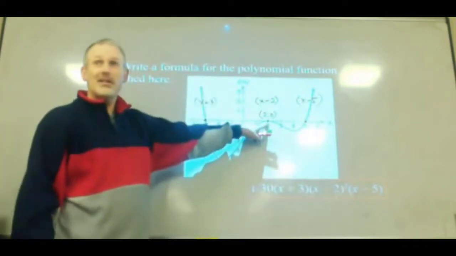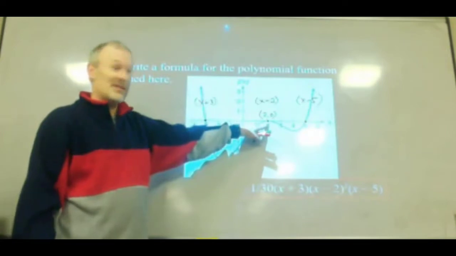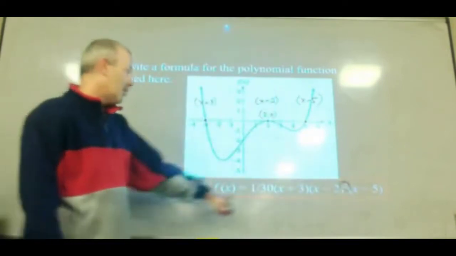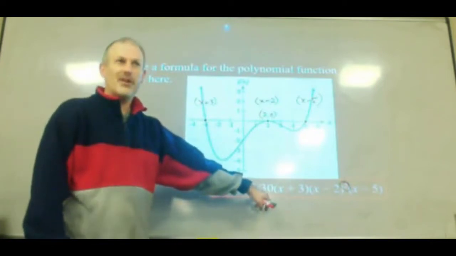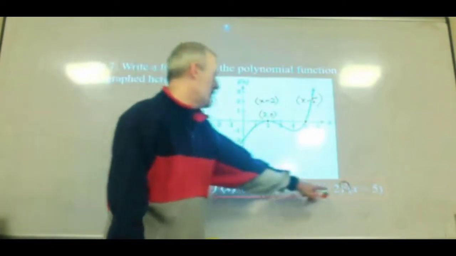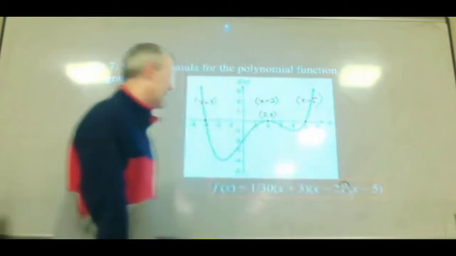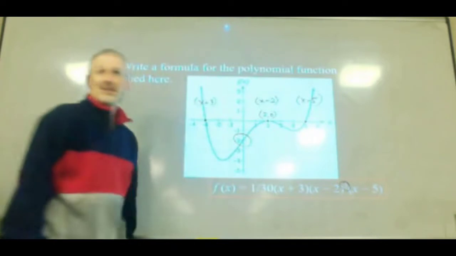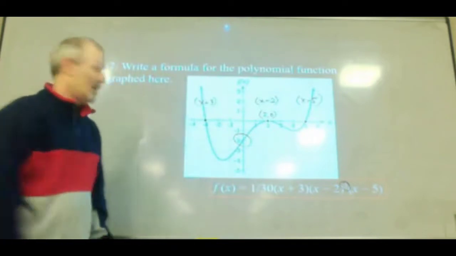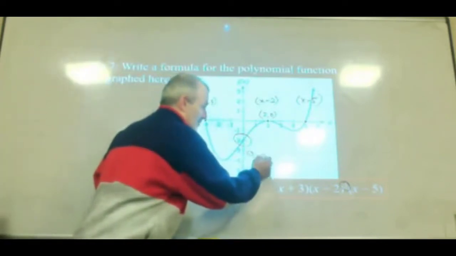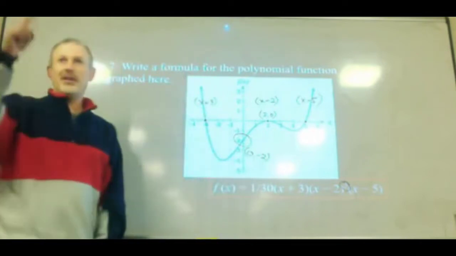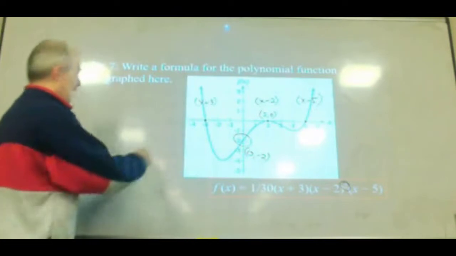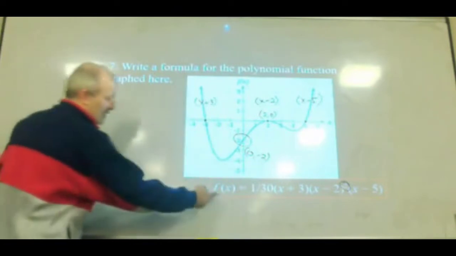Notice this one, it bounces. So its multiplicity is 2. Okay. Now the way you get this 1 over 30 in the front is you write down these factors, x plus 3, x minus 2 squared, and x minus 5. And then you pick one other point. I would say that one's probably the easiest one to pick, the y-intercept. So that point is 0, negative 2. And just like when you plugged it in on your lines to figure out the b value, the intercept, you're going to take the negative 2.